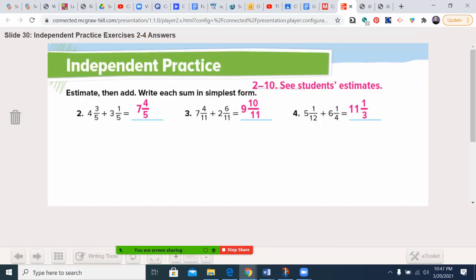Welcome back. Let's see how we did. 4 plus 3 is 7. 3/5 plus 1/5 is 4/5. We got our 11s here. 7 and 2 is 9. 4 and 6 is 10 over 11. This one is going to become 6 and 3/12. So we have 11 and 4/12, which 4/12 simplifies down to 1/3.